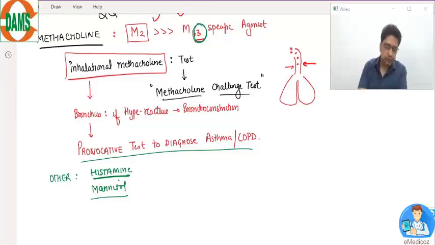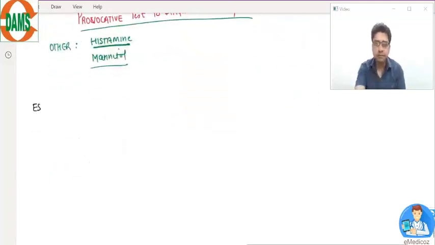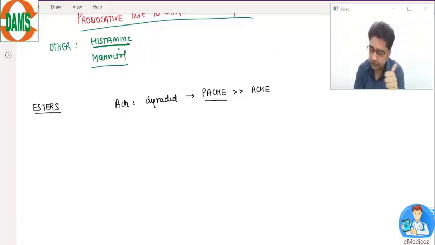Before going further, we will write how these drugs are degraded. We have written esters. These ester-like drugs are degraded by esterase enzyme. Acetylcholine, when given as a drug, is degraded by pseudocholinesterase and acetylcholinesterase. But if a question comes, you will go by the answer pseudocholinesterase.